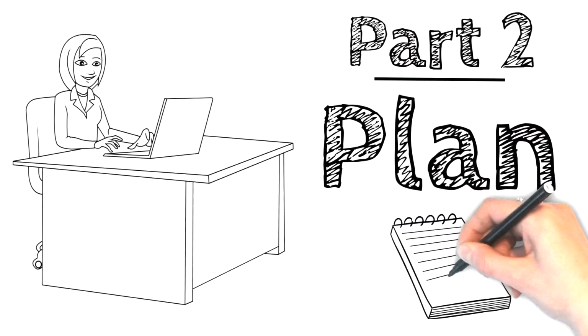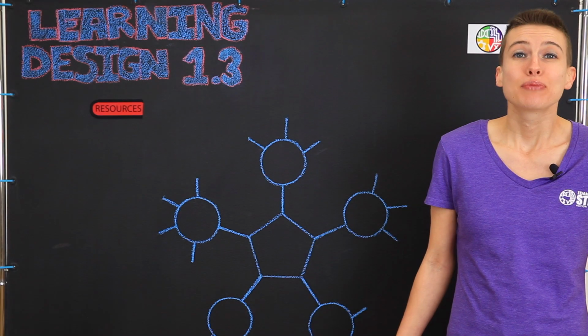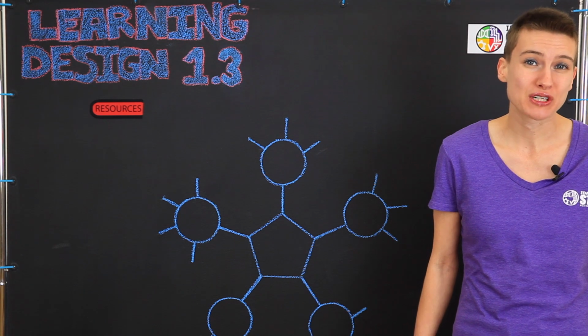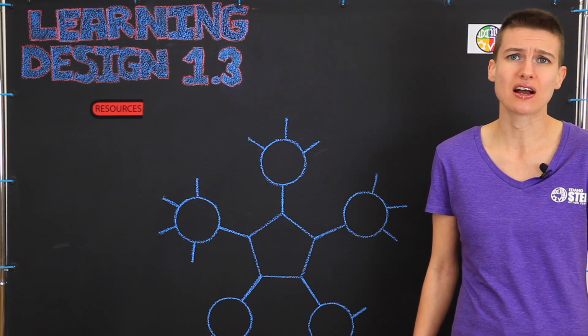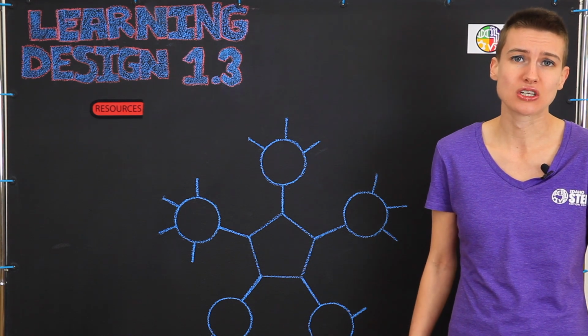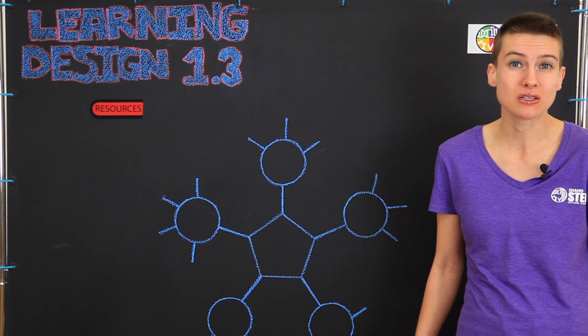Part 2, Plan. Brainstorming within constraints is celebrated for sparking creativity, but what happens when the additional criteria makes you feel just as stuck? If you find yourself in this situation, here are 5 strategies you can use to help you get started.